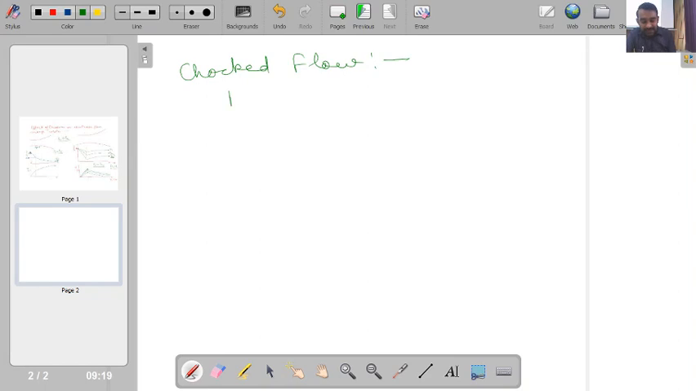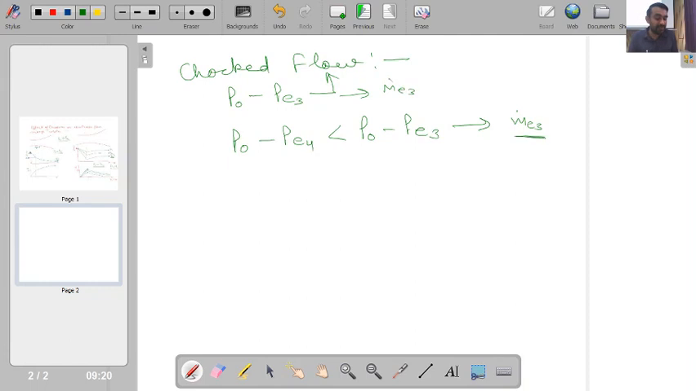So once we reach this pressure difference P0 minus PE3, our flow has actually choked. Why? Because if I maintain any pressure difference P0 minus PE4, which is less than P0 minus PE3, then also my mass flow rate, if I have M dot E3 corresponding to this, here also the mass flow rate will remain M dot E3. Why? Because at the throat, Mach number has to be equal to 1 only. Is this point clear?